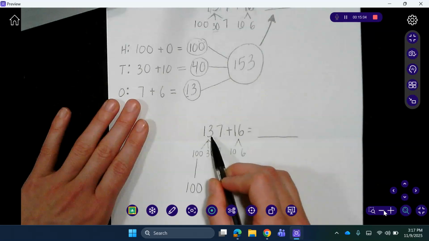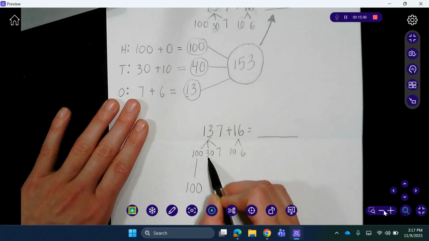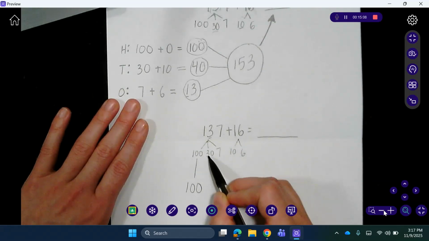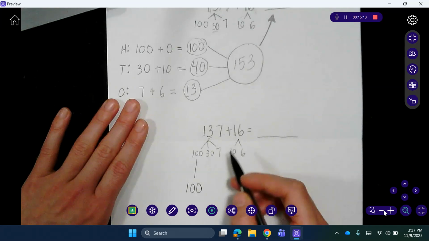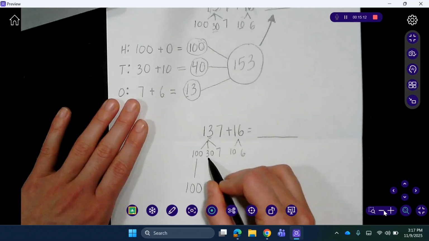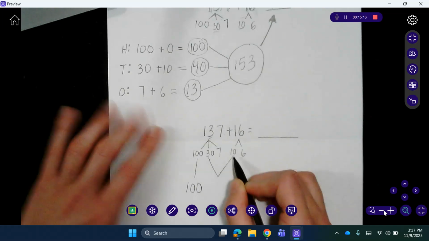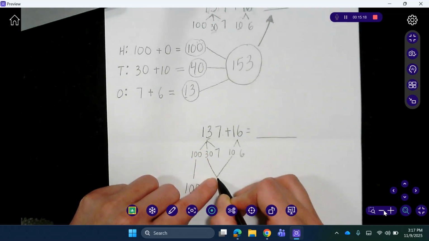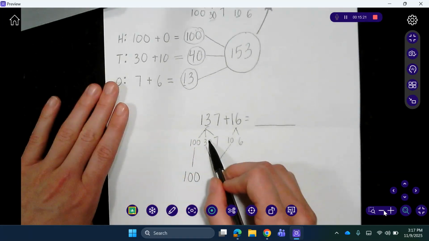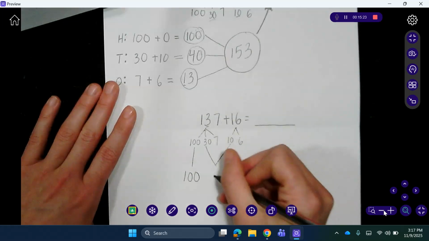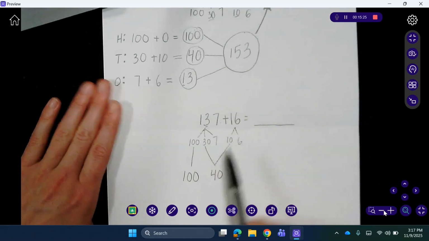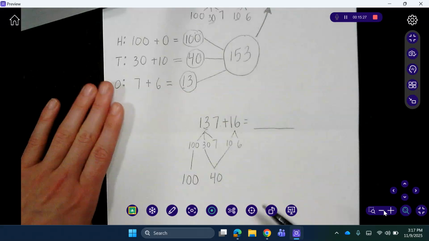So in this number, we had 3 tens, which was 30. This number, we had 1 10, which was 10. So we want to add this 30 and 10 together. Watch what I do. I'm going to draw a line from the 30 and the 10, like bringing them together, kind of like pulling them together. And I'm going to use my mental math to add. 30 plus 10 is 40. Right, so far we're getting the same answers as before.